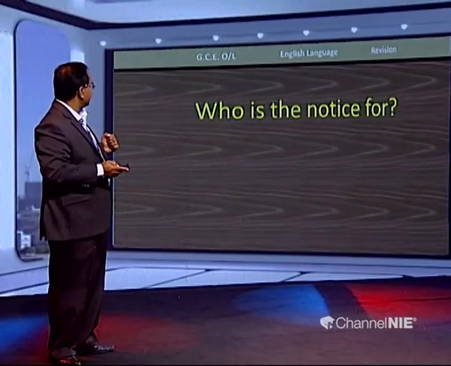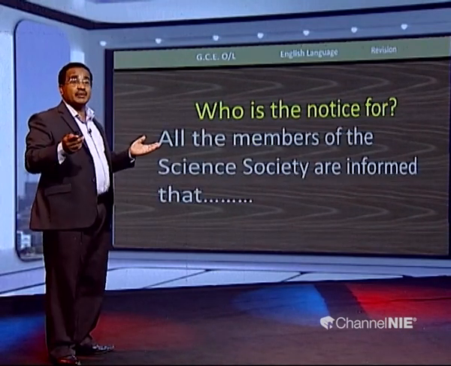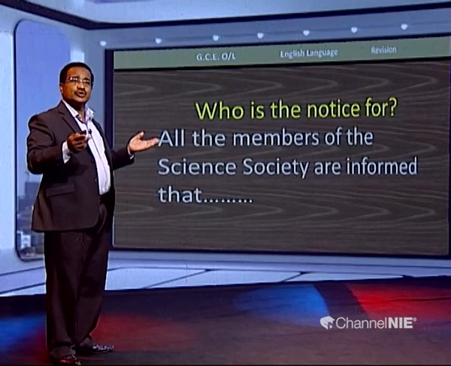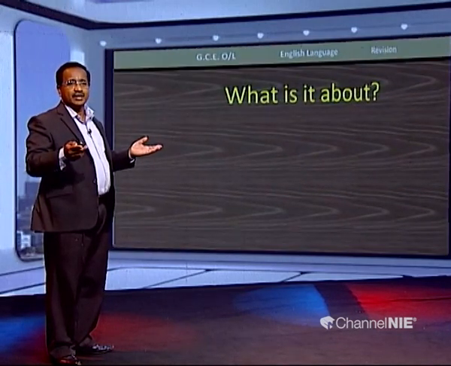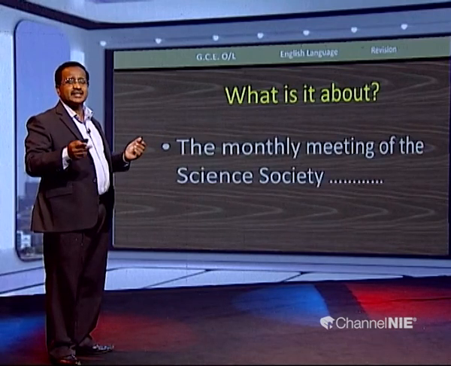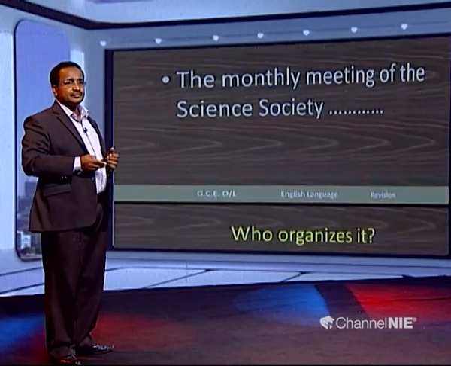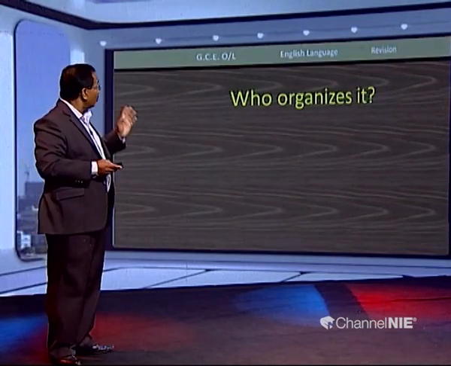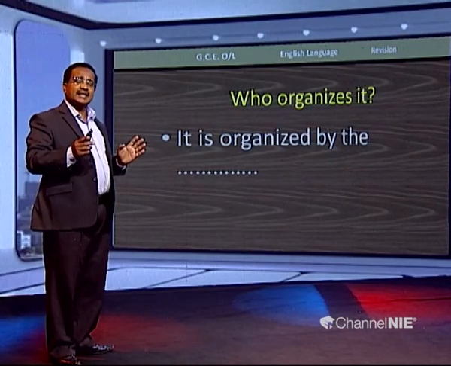Let us see how we are going to write it. What is the topic? Notice. Then who is the notice for? All the members of the Science Society. This notice is for all the members of the Science Society. What is it about? It is about the monthly meeting of the Science Society. Next, who organizes it? It is organized by the Science Society.